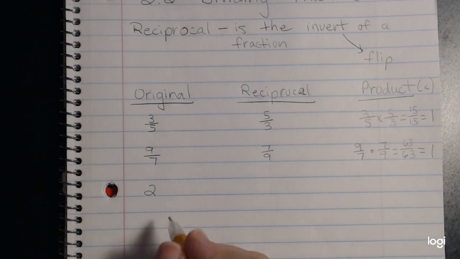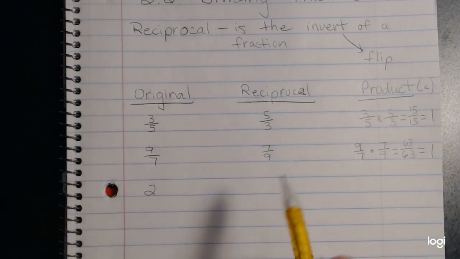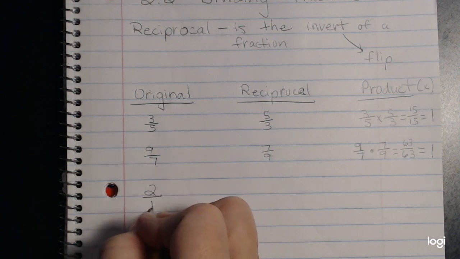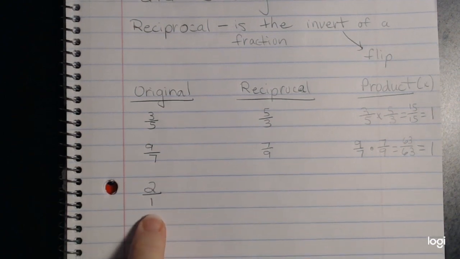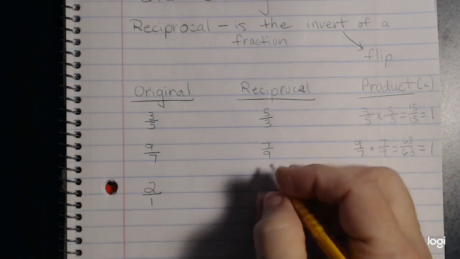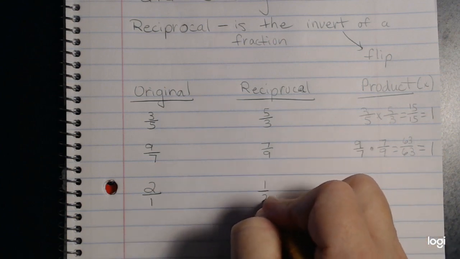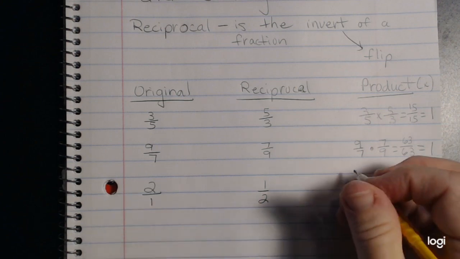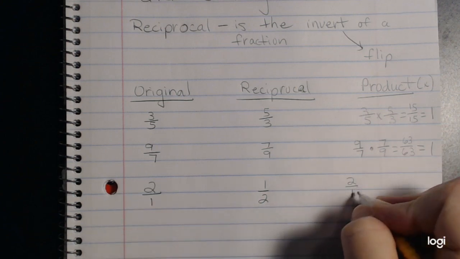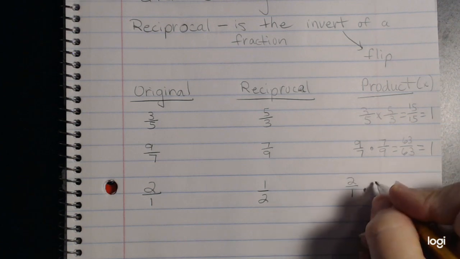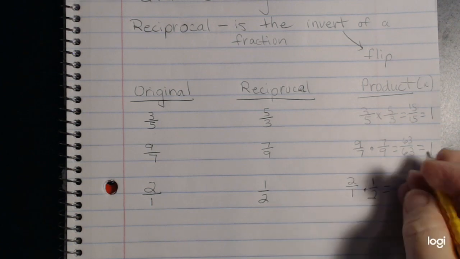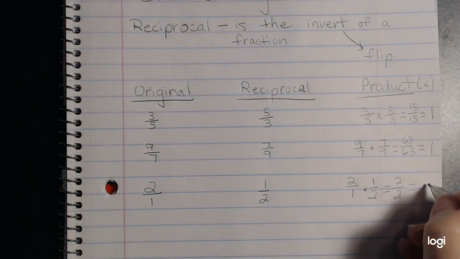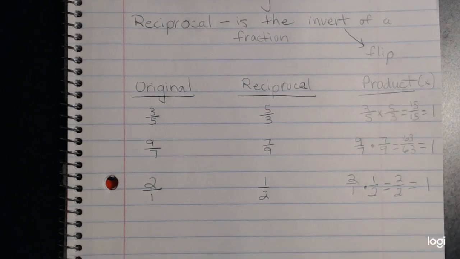Well, if you were paying attention in our previous lesson, 2.1, we learned that a whole number is actually the same as that number over 1. So we're going to put that over 1. Now the reciprocal is easy. Take the original number, 2 over 1, times 1/2. We get 2 over 2, and 2 divided by 2 is obviously the answer, 1.